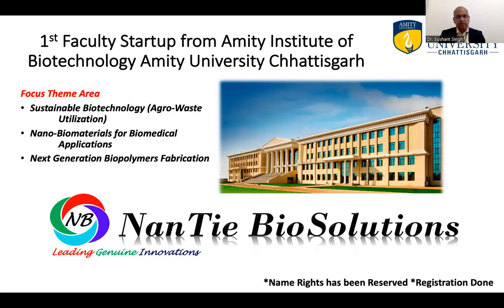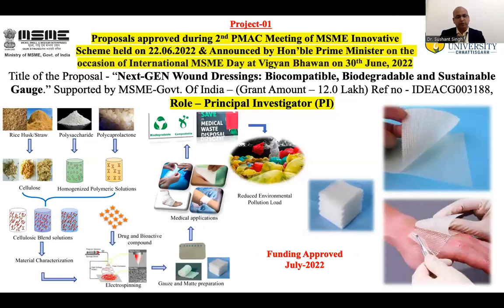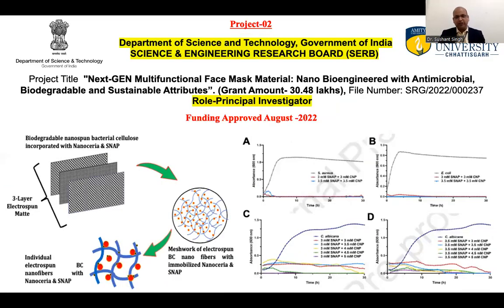Basically, cellulose-based mats with antimicrobial properties and anti-inflammatory properties. You can think of it this way: you are using a face mask material which is not going anywhere, and it will be there another 10 years post-COVID also. You have to have a sustainable material. How does waste go up into the environment? So this is the kind of material which we have to develop.